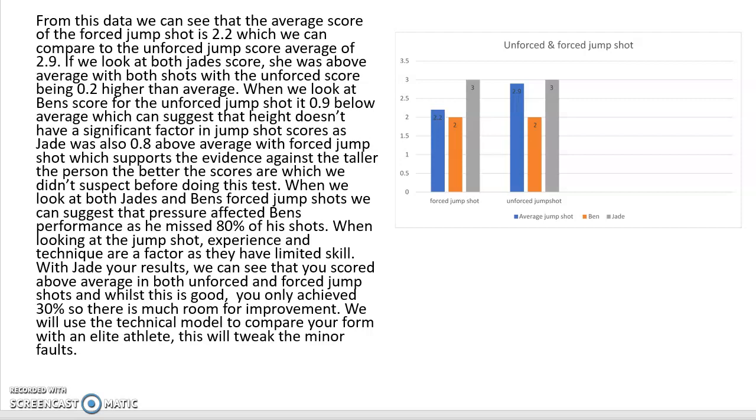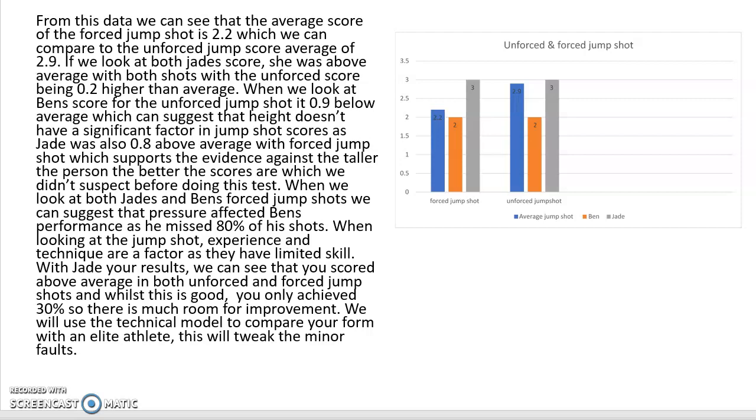When we look at both Jade's and Ben's forced jump score, we can suggest that the pressure affected Ben's performance, as he missed 80% of his shots and Jade missed 70% of hers. When we look at the jump shot, experience and technique are a factor, as they have limited skill. With Jade's result, we can see that the score is above average in both the forced and unforced, and whilst it's good, she only achieved 30%, so there's much room for improvement.